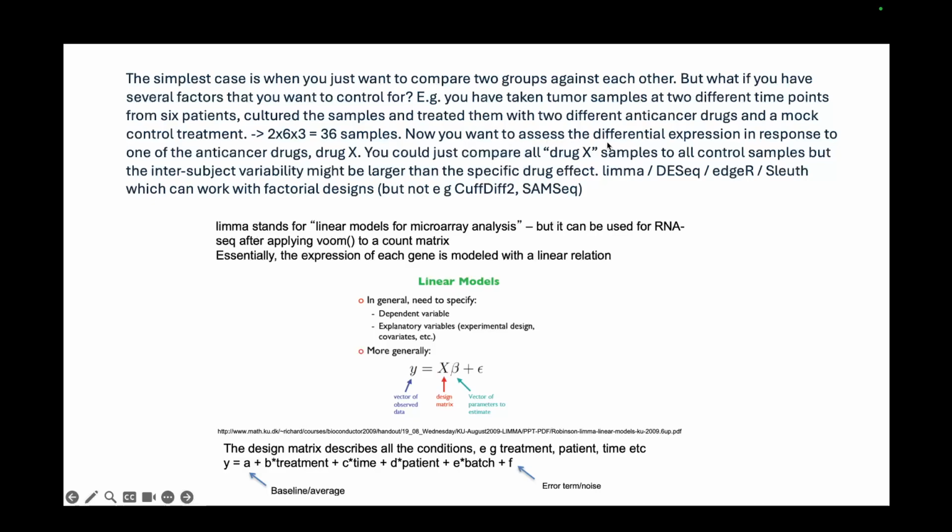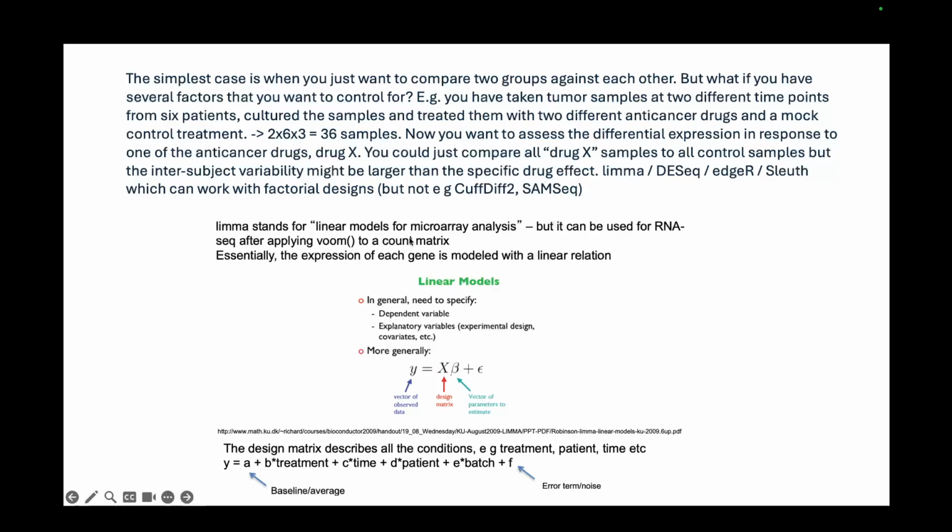So 2 into 6 into 3, which is 36 samples. Now you want to assess the differential expression in response to one of the anti-cancer drugs, let's just call it drug X. You could just compare all drug X samples to all the control samples, but the inter-subject variability might be larger than the specific drug effect. Limma, DESeq2, or edgeR can work with factorial designs, but not software like CuffDiff, right? So this is an example given for Limma.